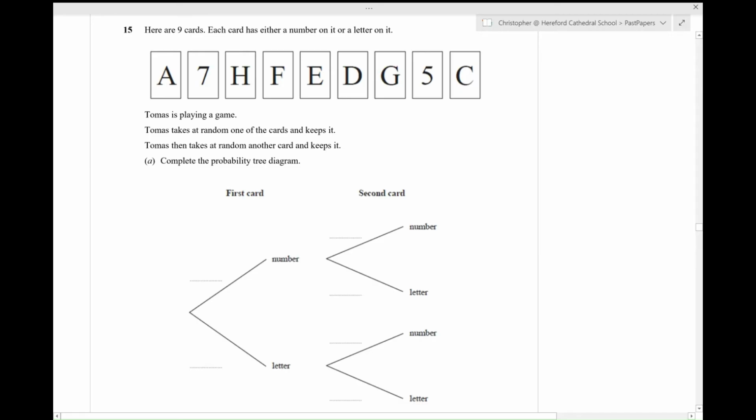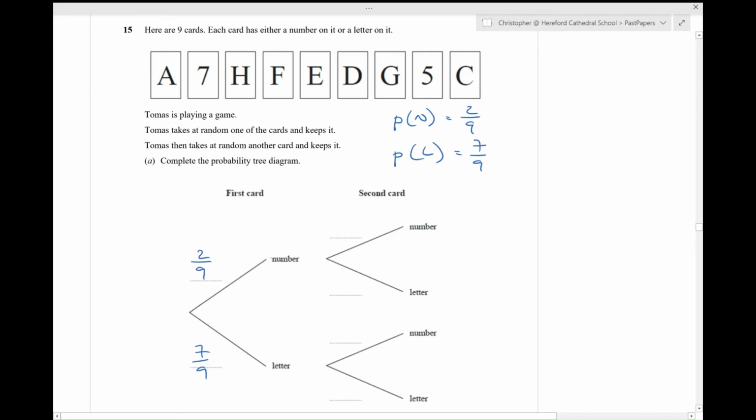Question 15. 9 cards, each with a number or a letter. This looks like probability to me. Right, he takes one card and keeps it. Then he takes another card. Complete the probability tree diagram. Well, first of all, of the 9 cards, 2 of them have got numbers. So the probability initially of him choosing a number is 2 out of 9, and the probability of him choosing a letter is 7 out of 9. So when he takes his first card, the probability of choosing a number is 2/9, and of choosing a letter is 7/9. Great. Now let's imagine that he takes his first card and it's a number.